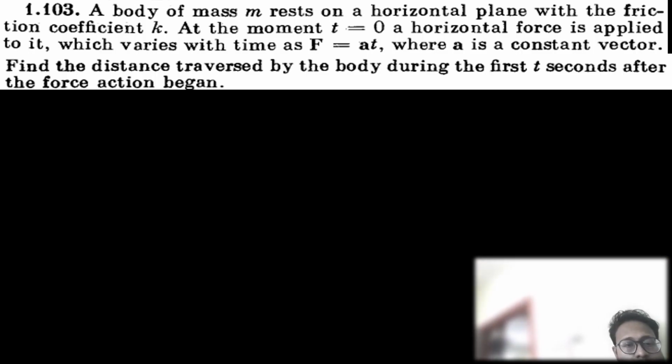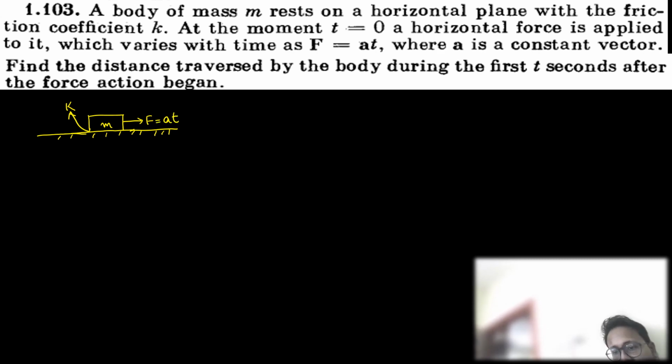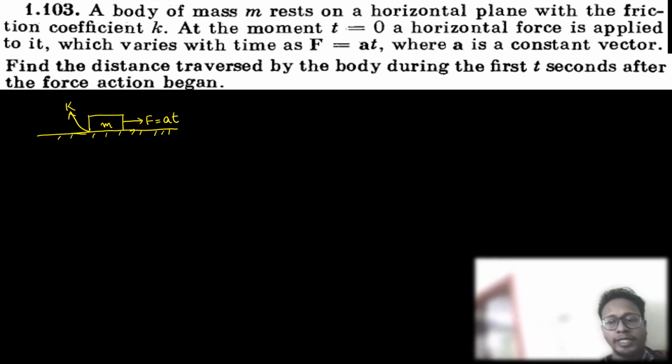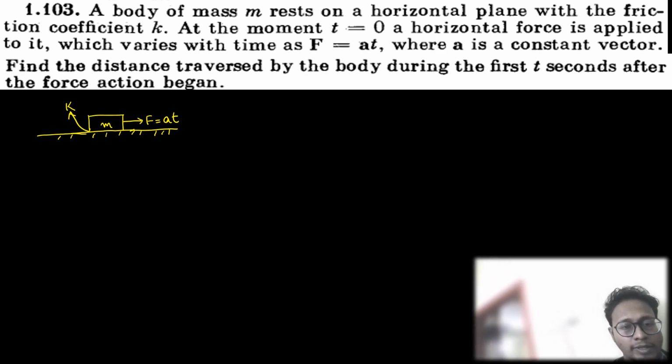In this question, there is a mass m kept on a horizontal ground, and the coefficient of friction between the ground and the block is given by K. A force is being applied on this block, and this force is variable with time. There will be a friction force acting in the backward direction.